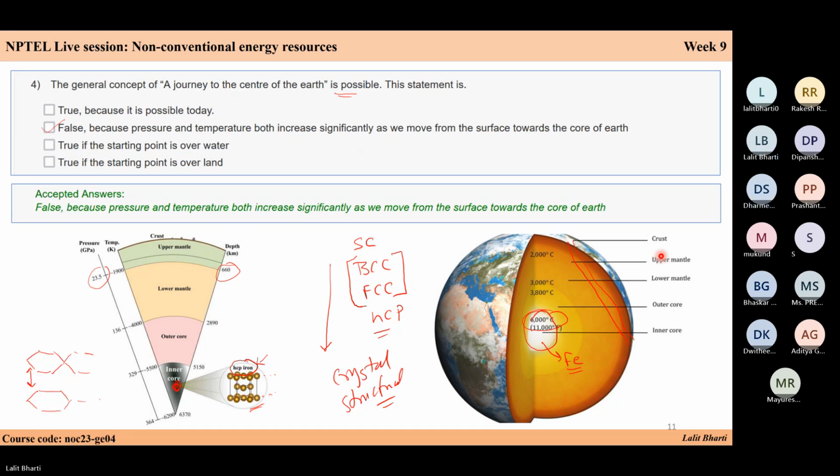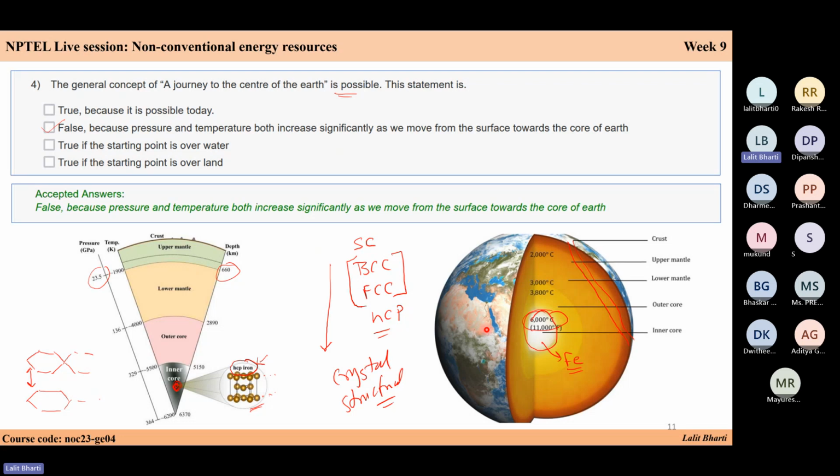So we have the different layers. Basically, this is the crust, the earth crust. Then we have the upper mantle, lower mantle. This is the outer core in this orangish or yellowish color. Then we have the inner core, where the temperatures are the highest, around 6,000 degrees Celsius. You can easily say that it is impossible to face temperatures of 6,000 degrees Celsius. You cannot go to the core of the earth.